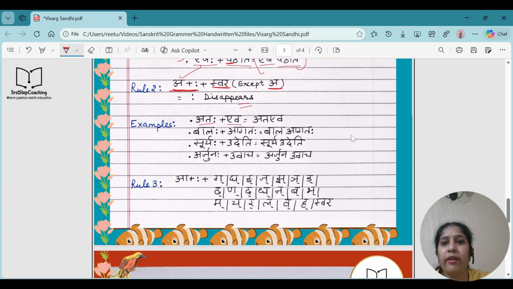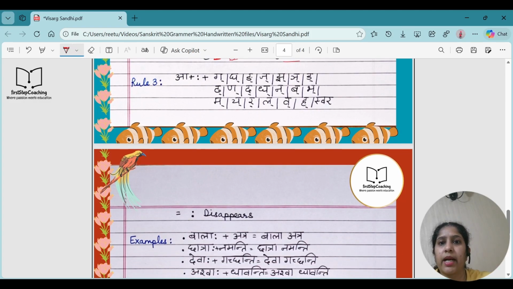Like if you see ataha ev. The first word is ending with aha, and then the second word is starting with any swar other than a. Right. So the visarg will get disappeared. Same way if you see balaha agataha. So aha and a. So now it should just go away, right? So it is balagata. Suryaha Udeti. So aha and then u. So it will become Surya Udeti. The visarg will go from here. It has to just hide itself. Arjunaha Uvach. Again u and aha. So then it should become Arjun Uvach. Right? It was easy to understand, right?